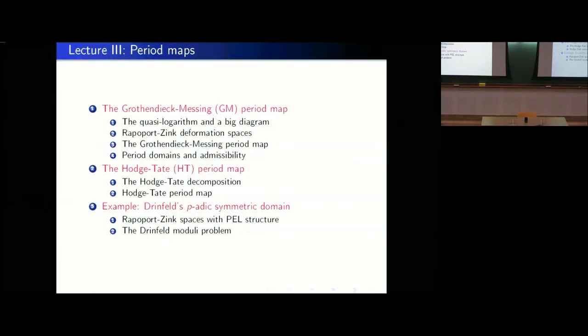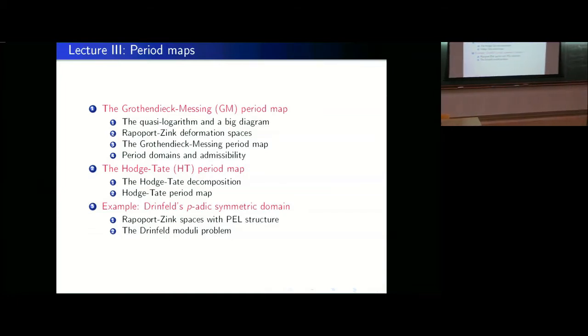Okay, so this is lecture 4, although the slides are at lecture 3, but today's lecture will be devoted to the 2 period maps that go from, generally speaking, deformation spaces of p-divisible groups to certain types of Grassmannians or generalized Grassmannians. The first is the Grothendieck-Messing, or sometimes called the de Rham period map. The second is the Hodge-Tate period map.